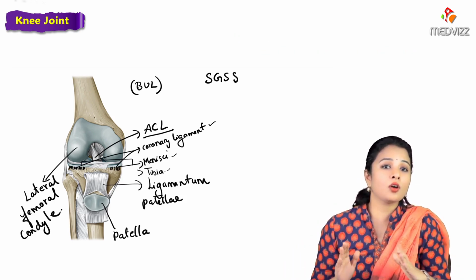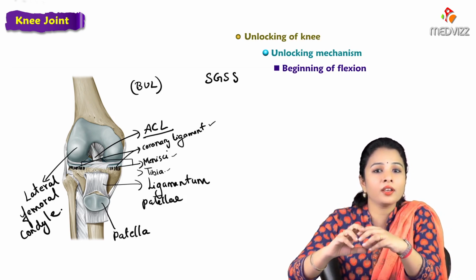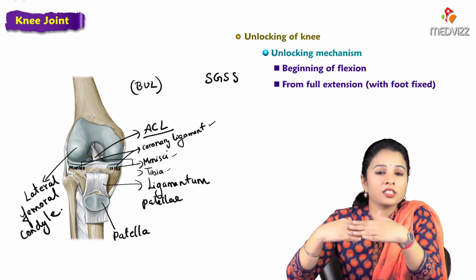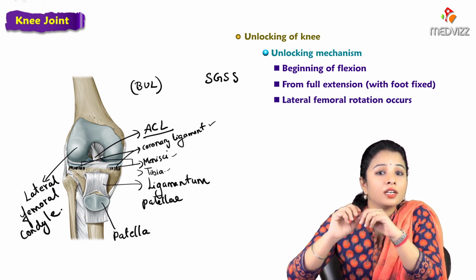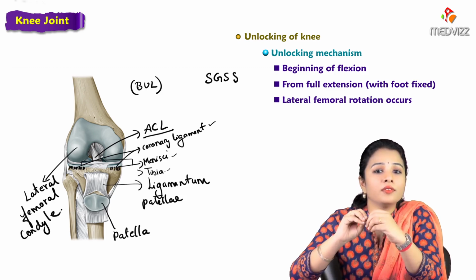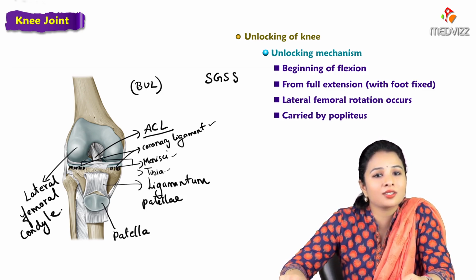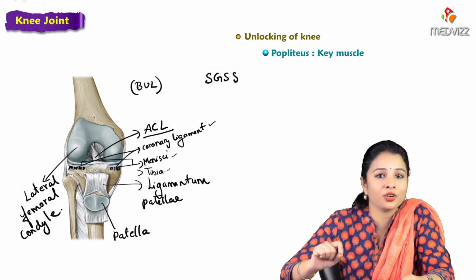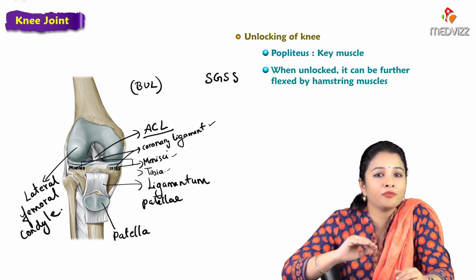So we discussed till now the locking. Moving on to unlocking of the knee joint. At the beginning of flexion, from full extension, in the initial part of flexion with the foot fixed, lateral femoral rotation occurs, which unlocks the knee joint. So the unlocking is carried out by popliteus. That is the reason popliteus is called the key muscle of the knee joint. When the knee is unlocked, it can be further flexed by hamstring muscles.